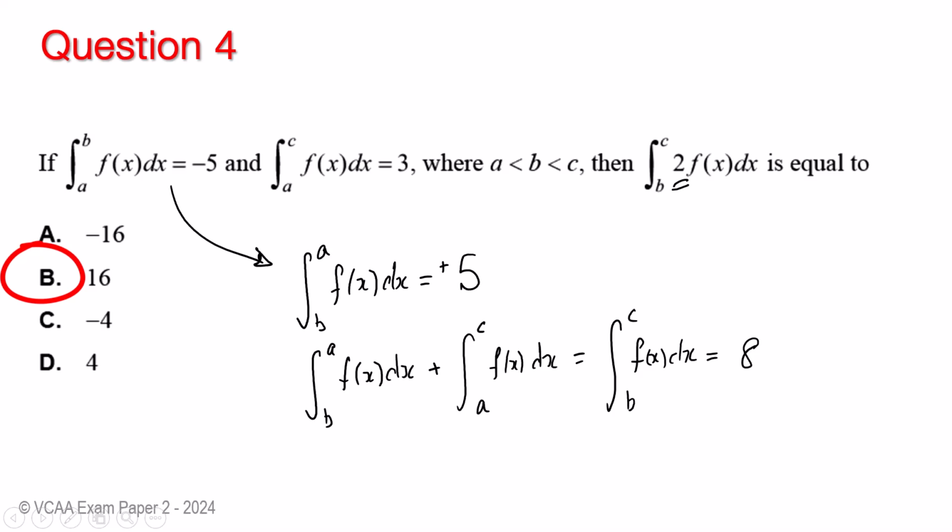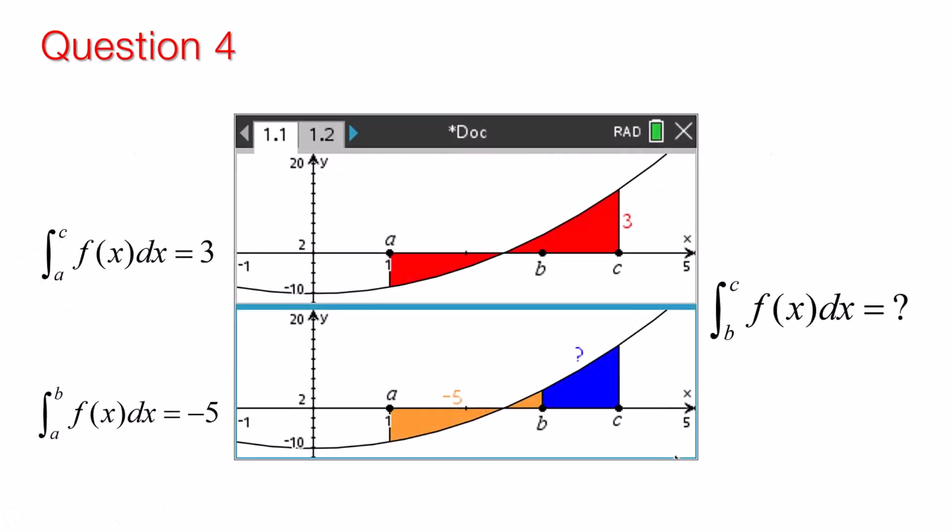Another way to look at this problem is to use a visual approach, that is, draw a diagram. Take a moment to study these visuals. The definite integral from a to b is -5, and the definite integral from a to c is 3. So the blue region must be equal to 8. It was somewhat surprising to see that this wasn't one of the distractors in the question. And all that is left is to multiply the result by 2 to get the correct answer.